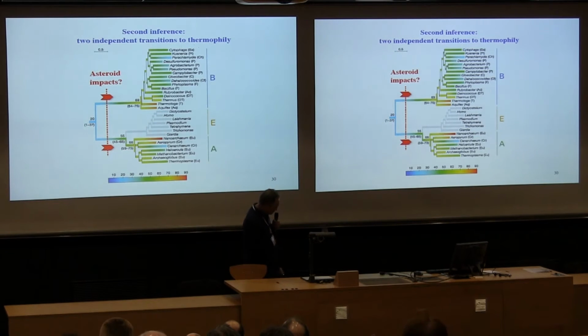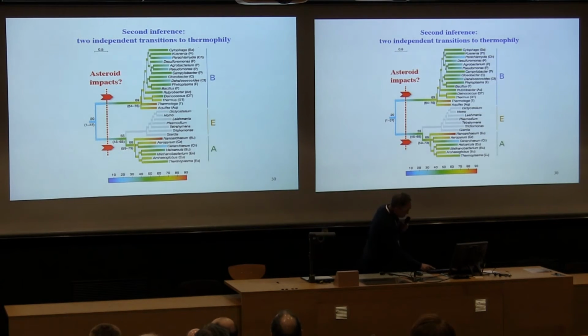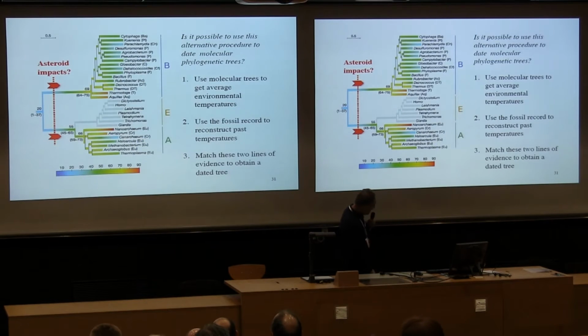So early forms of life would have evolved before those giant asteroid impacts, which would have killed all mesophilic forms of life, and only thermophilic forms would have survived, and then would have diversified again and given rise to mesophilic forms of life from that thermophilic ancestral state.